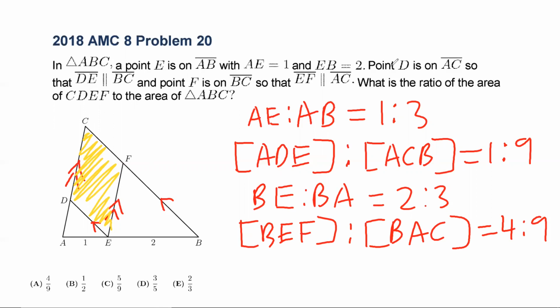So we know that the areas highlighted in green here combined already take up 5 to 9 of the total, because if we add these two up, we get 5 to 9. Since we want the yellow area, which is the opposite of that, 1 minus 5 over 9 is 4 over 9, which means the yellow area is 4/9 of the entire triangle, which should be A.